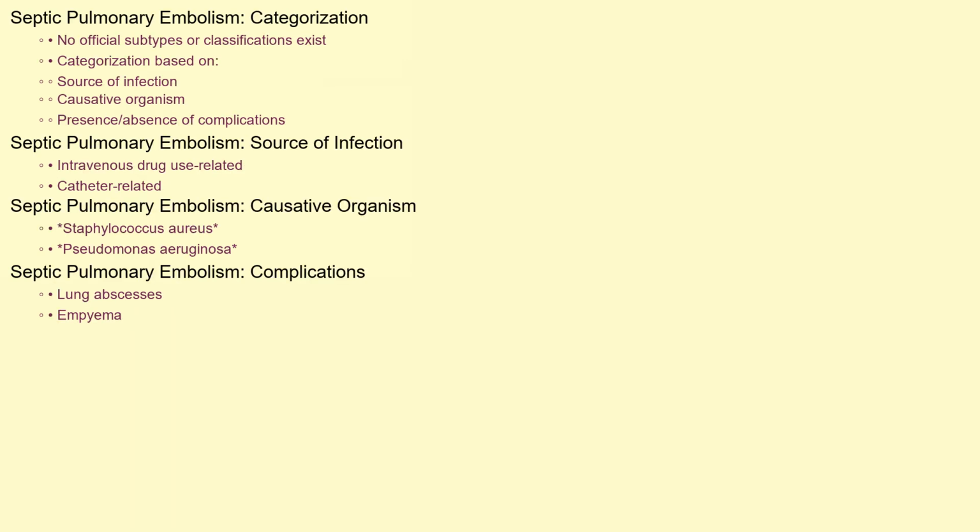Septic pulmonary embolism doesn't have official subtypes or classifications in the way that some other diseases do. However, it can be categorized based on the source of the infection, e.g., intravenous drug use related, catheter related, the causative organism, e.g., Staphylococcus aureus, Pseudomonas aeruginosa, and the presence or absence of complications such as lung abscesses or empyema.